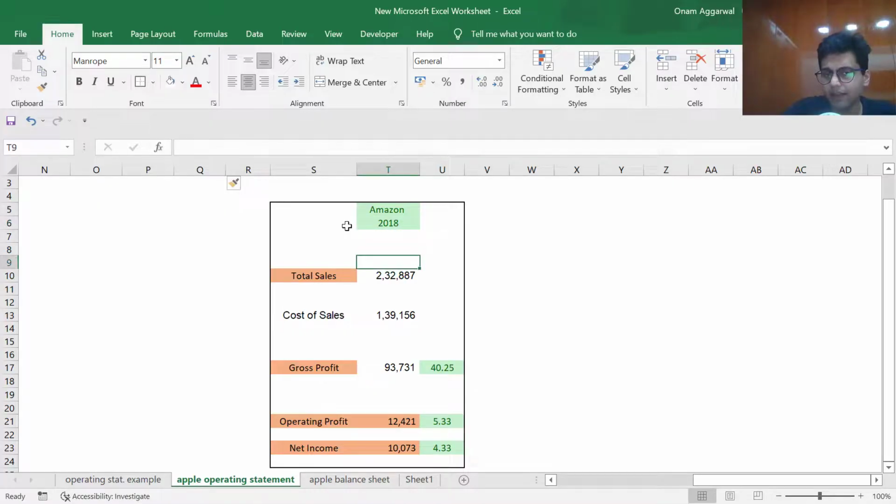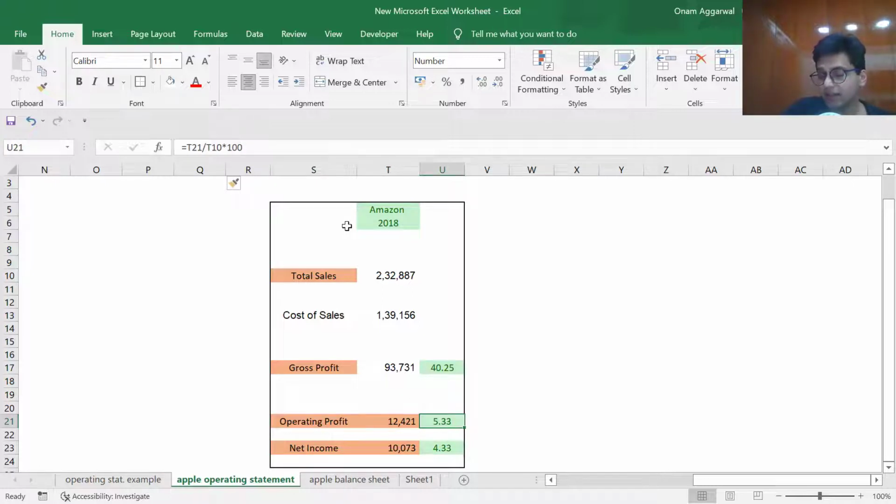Here is a simple summary in Excel. Amazon has generated total sales of $232 billion, against which its cost of sales is $139 billion. Its gross profit is pretty high at 40%, that is $93 billion. That means for a dollar of sales, it is earning 40 cents on that dollar of sale as GP margin. But its operating profit is only 5%.